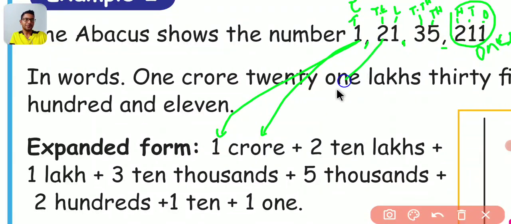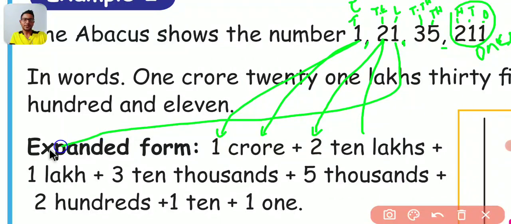Then you have to write the number 2. 2 is in which place? 10 lakh. Okay, then you write the place value, 10 lakhs. Then you write the number 1. Okay, 1 is in which place? Here, lakhs place. You write the place value, sorry, place.